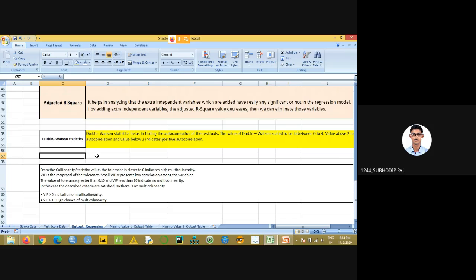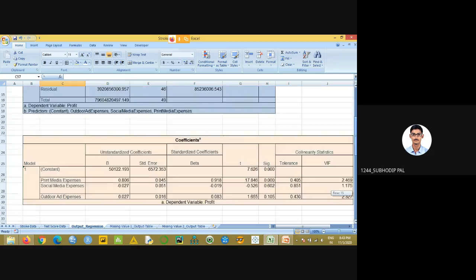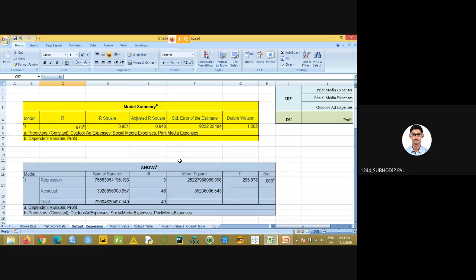Multicollinearity, if you want to know it in a simpler way, means the relationship between the variables. So, the relationship between the independent variables actually. I have taken outdoor ad expense, social media expense, print media expense, right? How much are these three variables interrelated among each other?